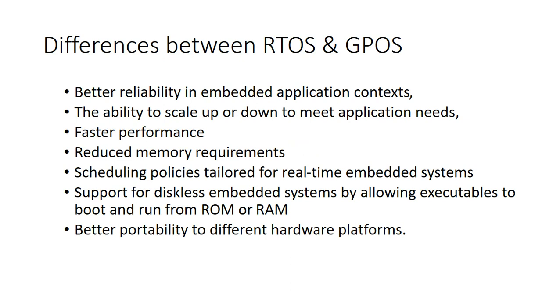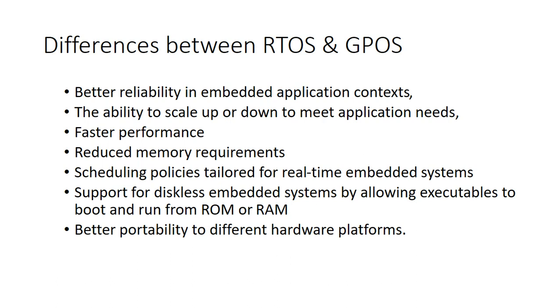Next, faster performance. Really, in an RTOS you need faster performance. Then reduced memory requirement. When you compare to the general purpose operating system, you have a reduced memory requirement in the RTOS. Next, scheduling policies tailored for real-time embedded systems. We cannot have the same scheduling policies as we apply in the GPOS. So we have some special type of tailored, fitting scheduling policies applied for the RTOS.